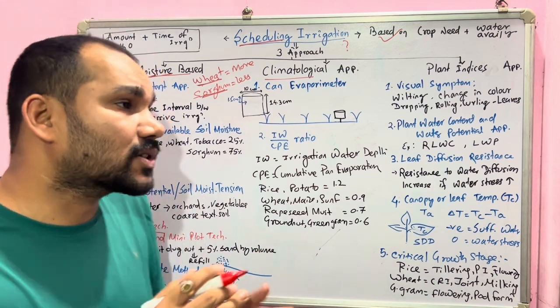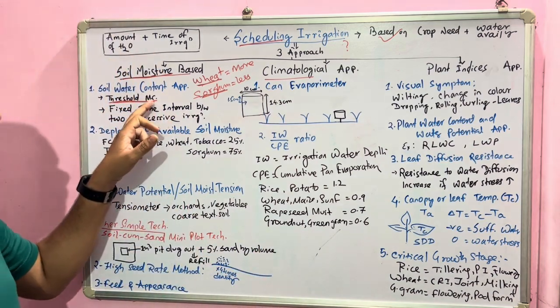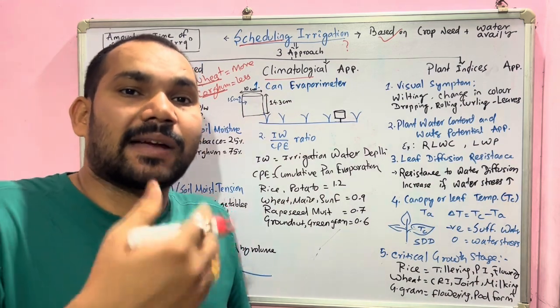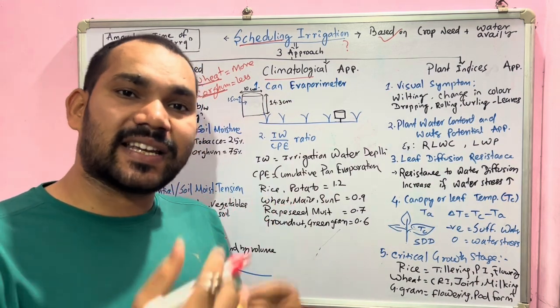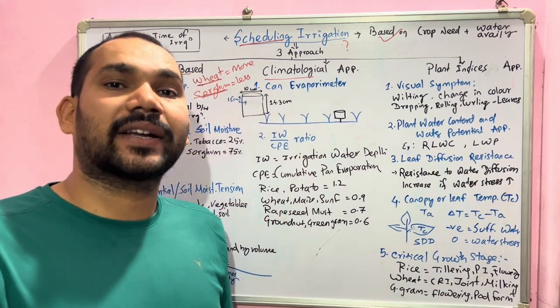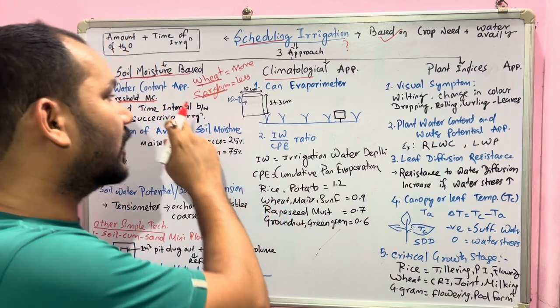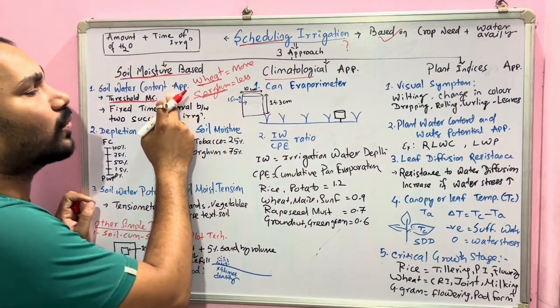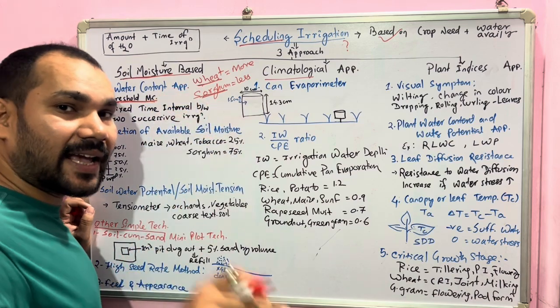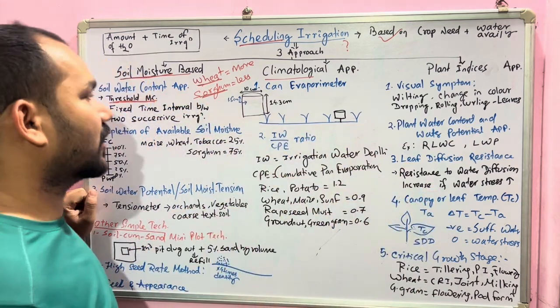That means first of all, in case of threshold moisture content, suppose today I have given irrigation, after that we know that day by day the water content in the soil is decreasing. So in this case, when the moisture content will decrease and reach the threshold value, at that time you will go for the next irrigation.